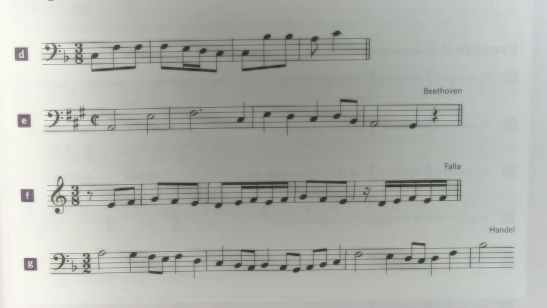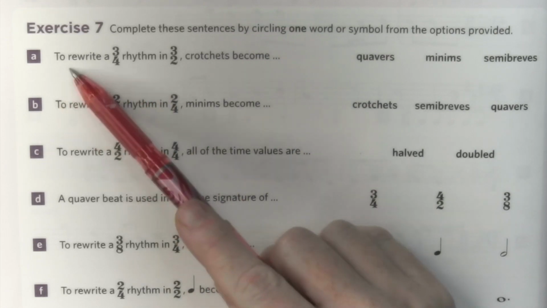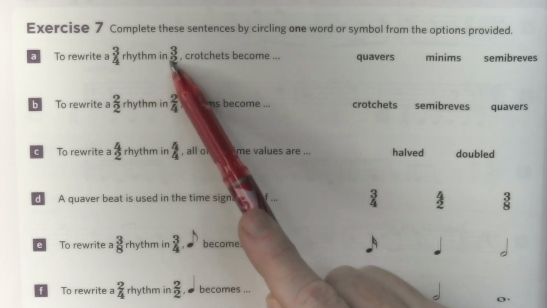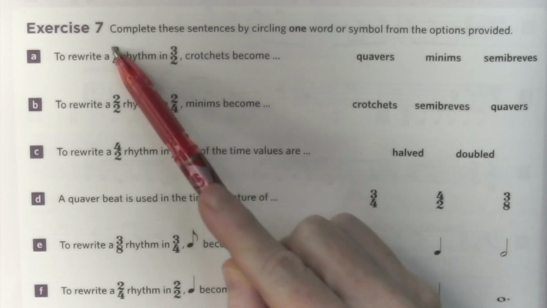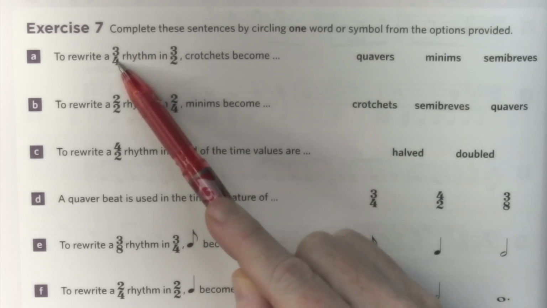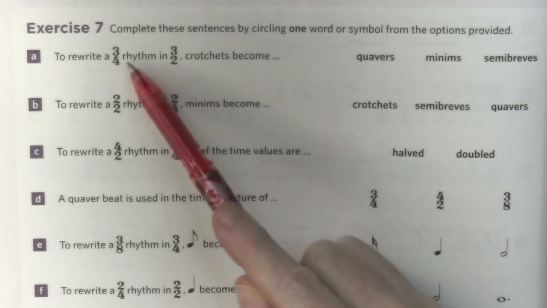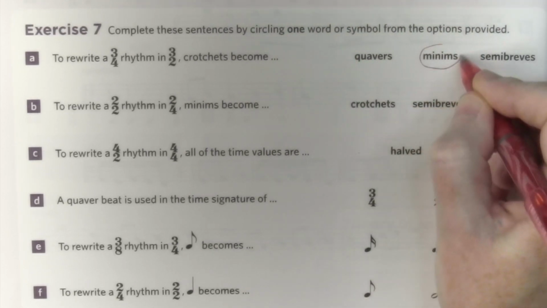And if you're happy, let's move on to exercise 7. In this exercise 7, we need to complete the sentences by circling the right option. So, to rewrite a 3/4 rhythm in 3/2, 3 and 3 are the same, so the beating is the same. But the crotchets become minims. So this is the answer. The crotchets become minims. Here it is.